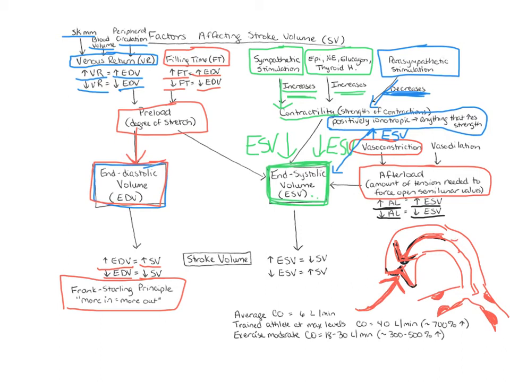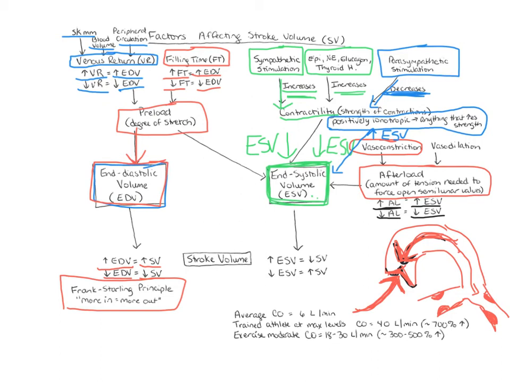So the more pressure you have, the more afterload you have, the greater your end systolic volume is going to be. The more blood you're going to have left in the ventricle because it didn't get pushed out because there's too much resistance. Okay, all good with that?